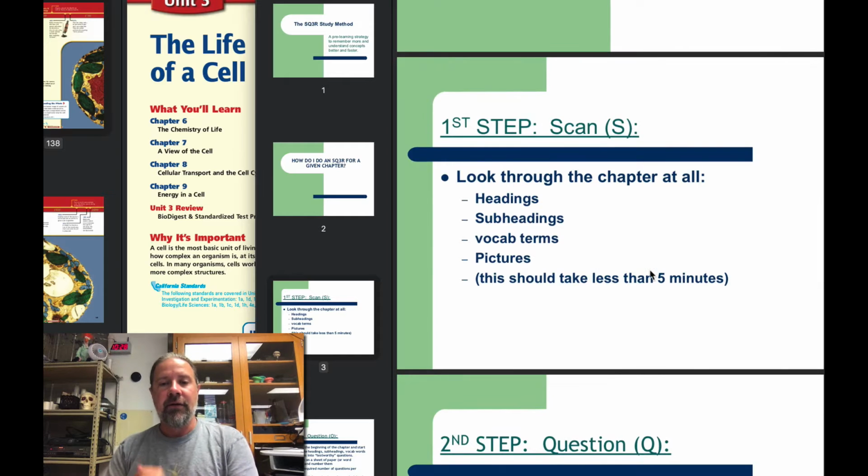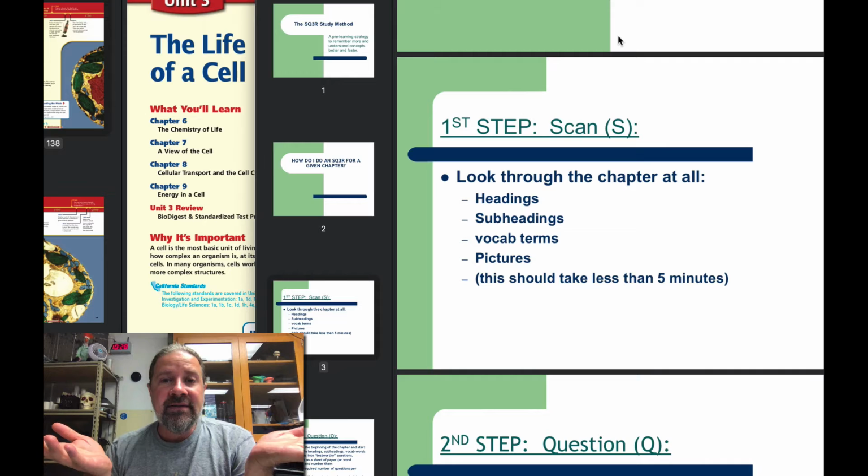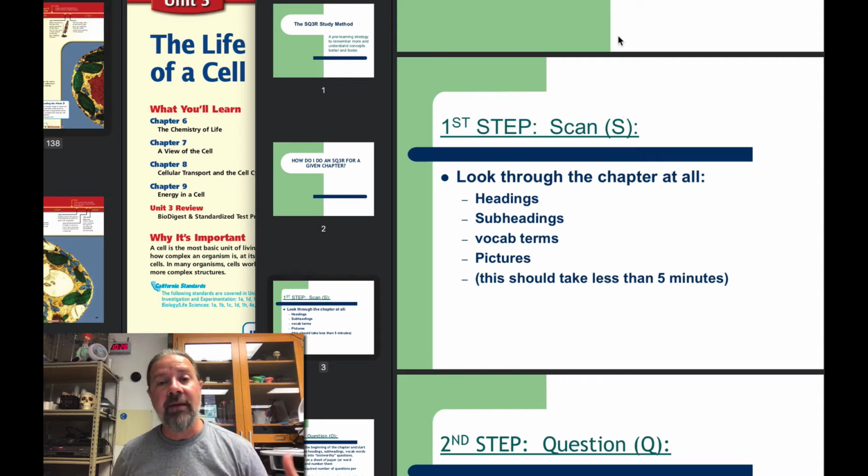Well, let's start here. The first thing that happens is what's called the scan step, or that's the S of SQ3R. You're going to look through the chapter at all the headings and subheadings and vocab terms and pictures, all the stuff that really jumps off the page at you, okay? And this whole process for the entire chapter for scan should take less than 5 minutes. Let's take a look and see how it works.